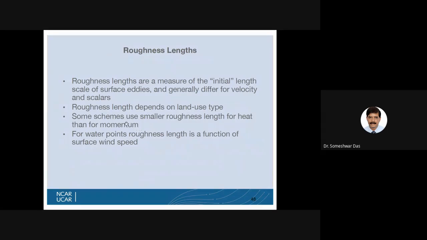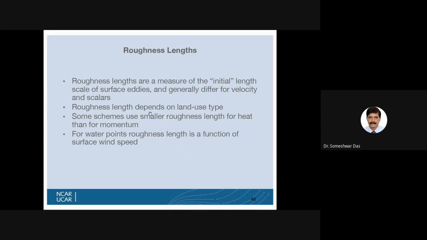Then roughness length, another important parameter. The roughness lengths are a measure of the initial length scale of surface eddies, and generally differ for velocity and scalars. You have studied the roughness length, right? The definition of the roughness length. You remember that? Yes, sir. Okay, good. So these things you should remember because these things may come as short questions, short notes, etc. Sometimes even multiple choice options.